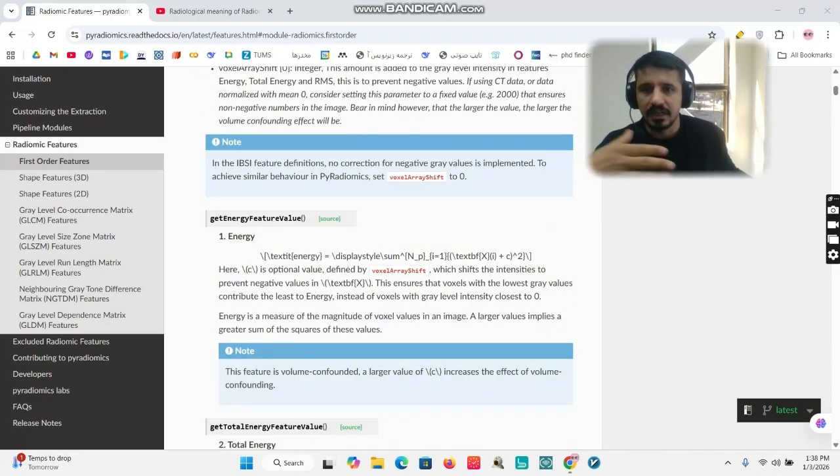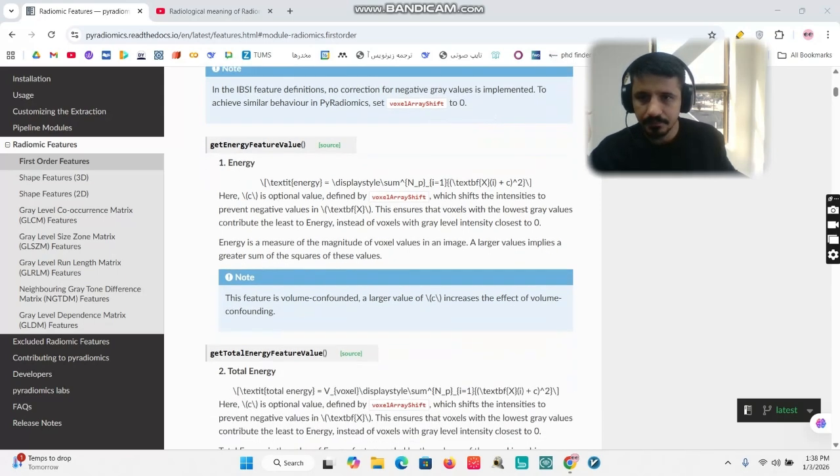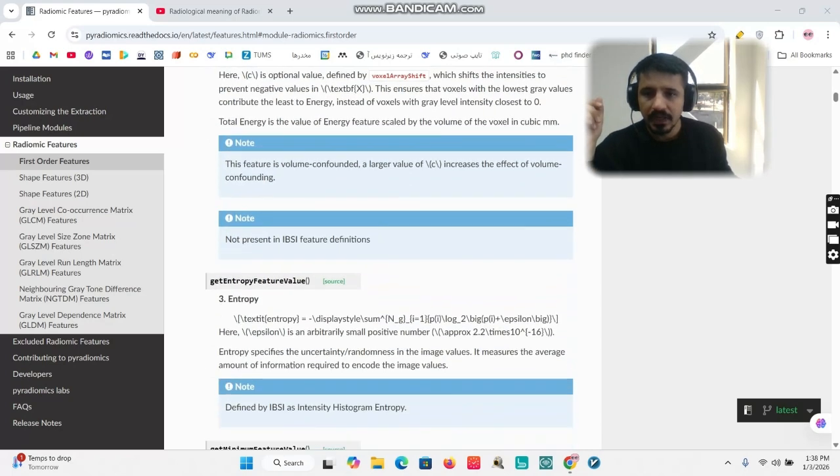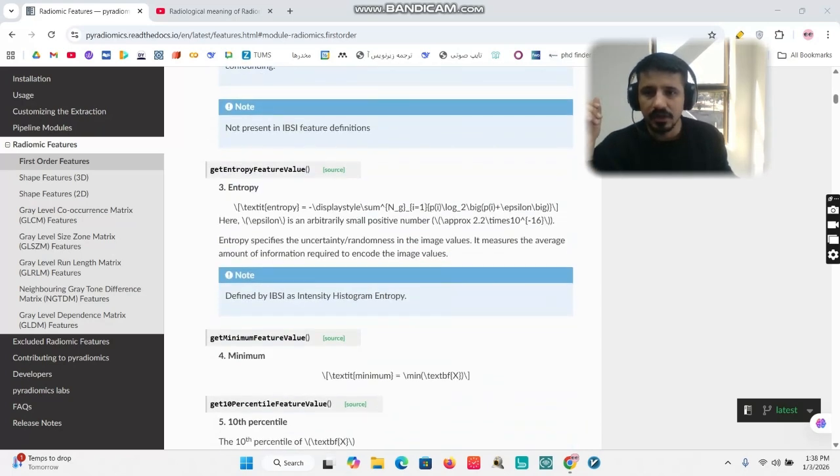At first, we have the energy, which is the sum of all values, and the total energy is the same, but it also takes into account the volume of each voxel, not only the value of it. And then we are going to talk about the entropy. In the entropy, we are talking about randomness.